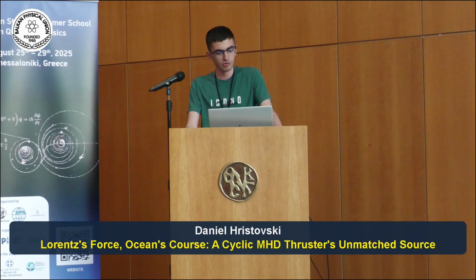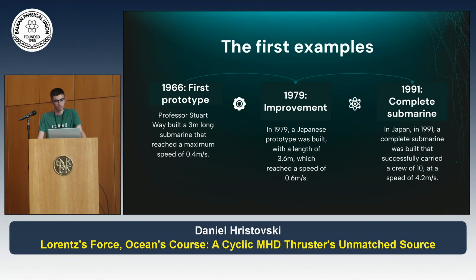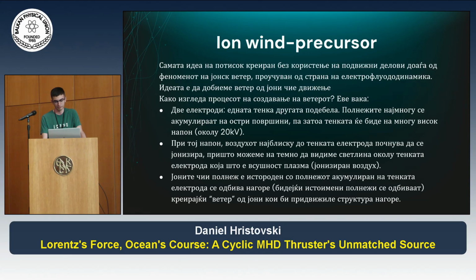So, firstly, there was a prototype in 1966 where Professor Stuart Way built a 3-meter-long submarine that reached a maximum speed of 0.4 meters per second. Then a later improvement by the Japanese, which was of length 3.6 meters and reached a speed of 0.6 meters per second. And in 1991, the most significant and latest contribution was made, where a complete submarine was built that carried a crew of 10 at a speed of 4.2 meters per second.